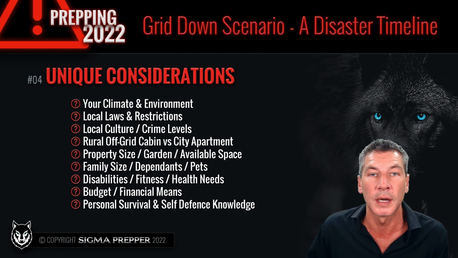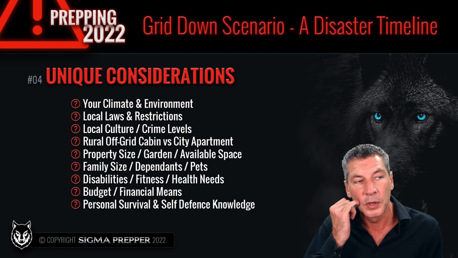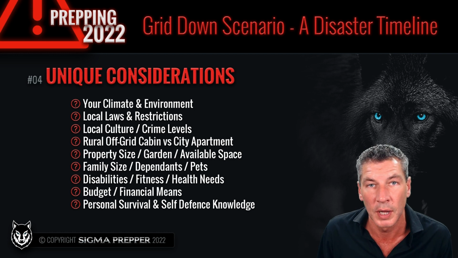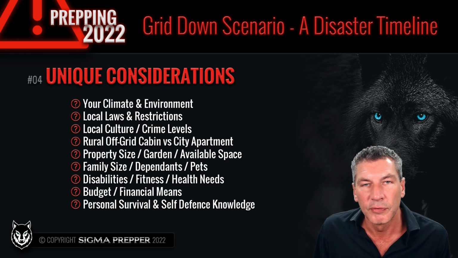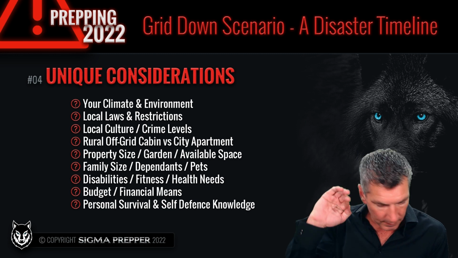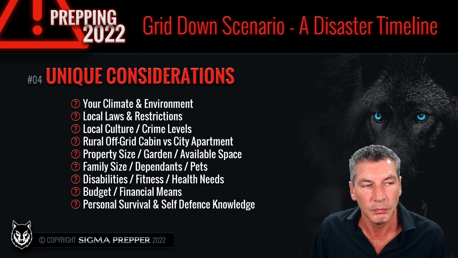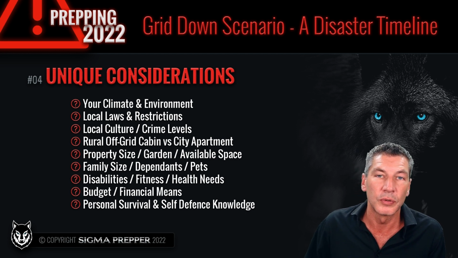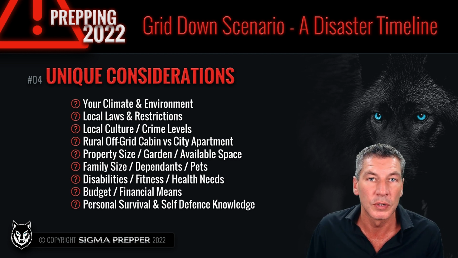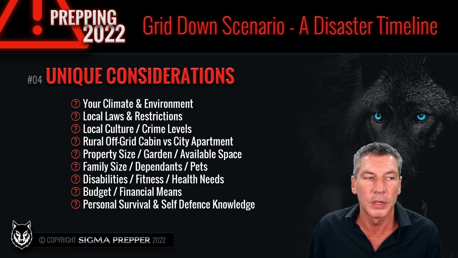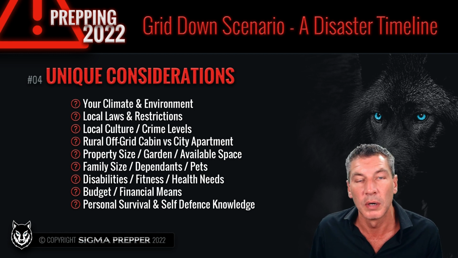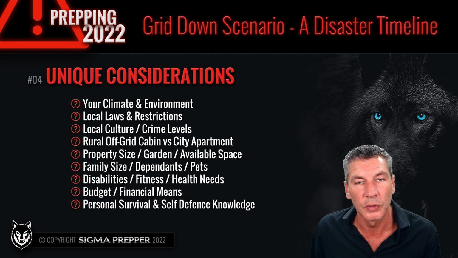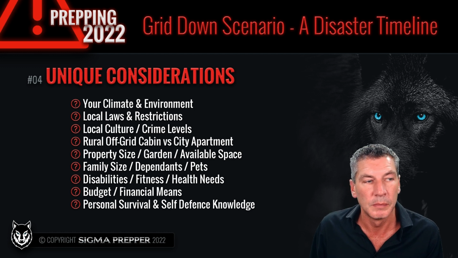And as we're going to see today in the grid down scenario, when you have a major power outage that is sustained, things start falling apart quite quickly and crime levels go up exponentially, just through the roof. And we'll see how that plays out. And of course, if you're in a rural off-grid cabin, you're going to have a very different experience than if you're in a city apartment. So bear all this in mind, because, and if you've got a massive property versus small property, your family size and so on.